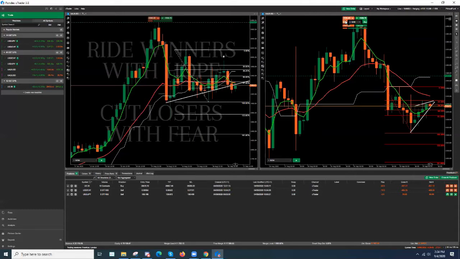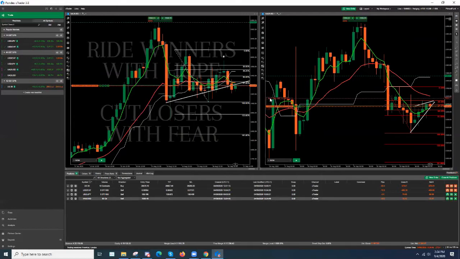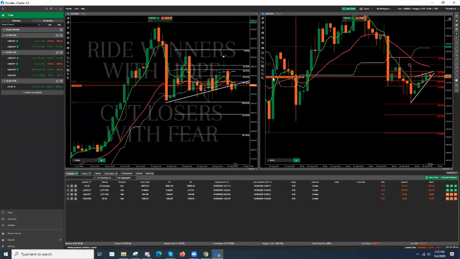I'm going to go half a lot. And I'm going to take my SL right above here. Actually, I'm going to put it just above this spike here, and that's above this level. And I'm going to go down to 161. That gives me a decent risk-reward ratio, risking 356 to get 1,500 almost.